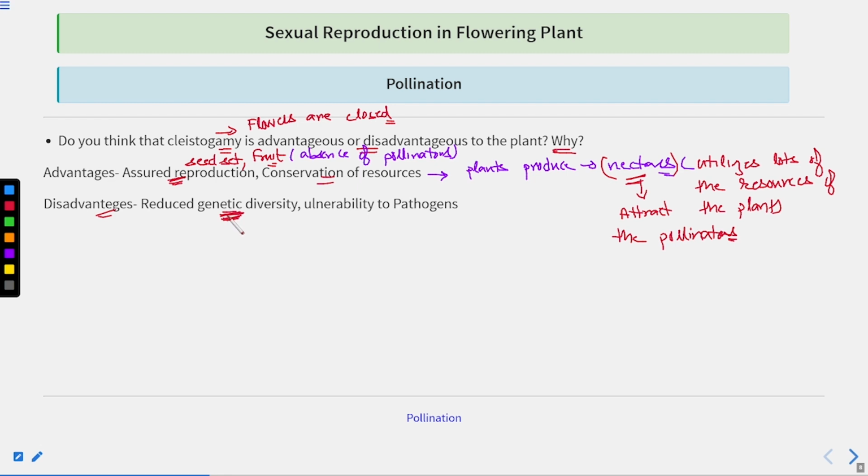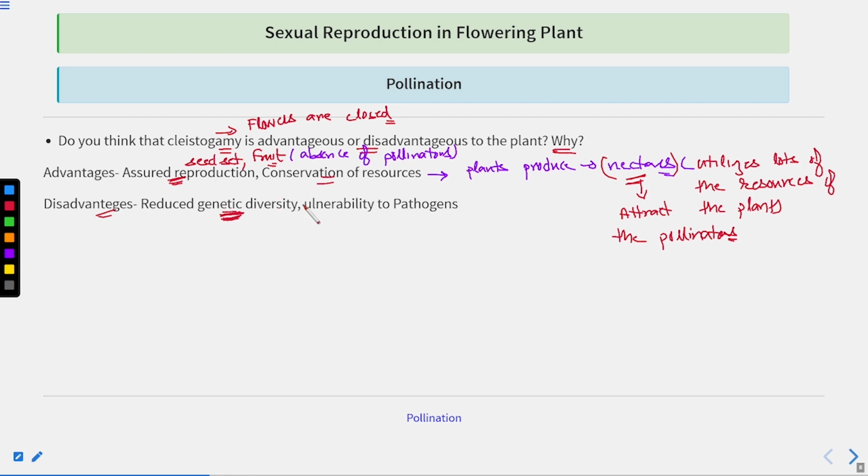So if the pollens are transferred from some other plant, which is known as cross-pollination, then what will happen? This will lead to an increase in the genetic diversity, because that pollen belongs to some other plant, so it has another type of genes, and during cross-pollination there is a fusion between the male and the female gamete. So both male and female gametes will be genetically different, and this will lead to an increase in the genetic diversity in case of cross-pollination. While in case of autogamy or self-pollination, the pollination is happening within the same flower. So because of this, it will lead to reduced genetic diversity.